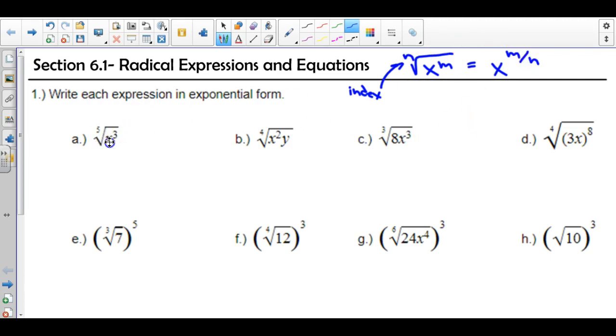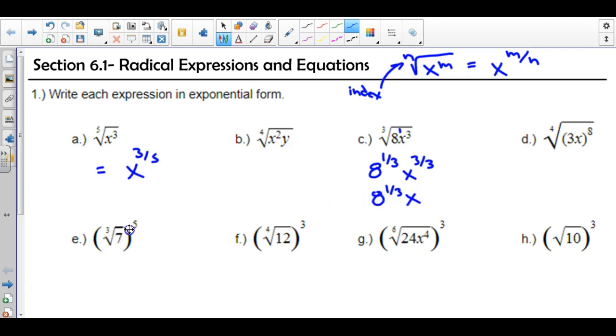Just to show you how it works with numbers, in this case I've got x to the 3 over 5. And we can have separate expressions for this. With part C, what I would do is realize that 8 is technically being raised to the first power. So I would rewrite this as 8 to the 1/3 and then x to the 3/3, which simplifies to 8 to the 1/3 and then x to the 3 over 3, which is just x to the 1. So I can rewrite that as x.